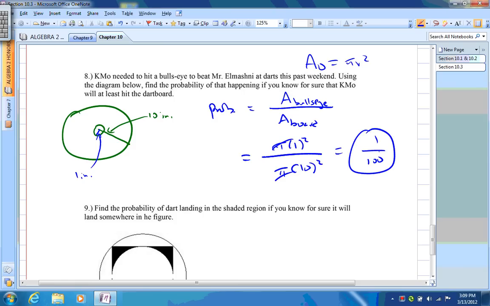So if Kamo were playing, this is hypothetical. Actually, I think I would beat him pretty badly in darts. But just so you know, that's why the bullseye is really tough to get, because there's usually about a 1 out of 100 chance you'll hit that.